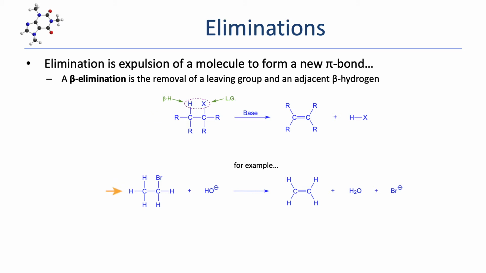Below is a more concrete example, reacting bromoethane with hydroxide. You can see that HBr is removed and forms ethene. The hydroxide base has accepted the beta hydrogen to form water, and the leaving group has been expelled as bromide.